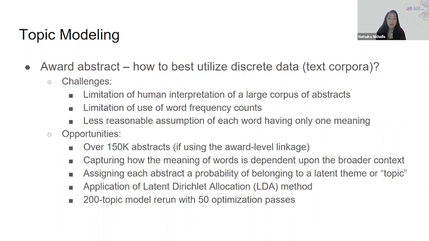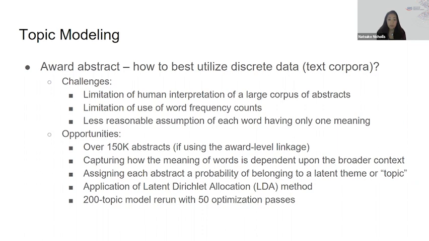Text analysis includes a number of different methods with strengths and weaknesses. In terms of limited resources and logical reasoning, human interpretation or frequency counts may not be a recommended method when dealing with a large corpus of abstracts. Using the word linkage results, we counted over 150,000 abstracts that we could possibly use for topic modeling, through which we assign to each abstract a probability of belonging to a latent theme or topic.